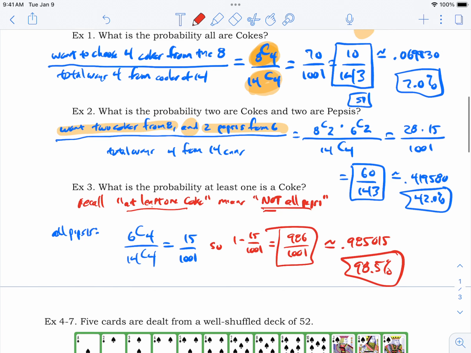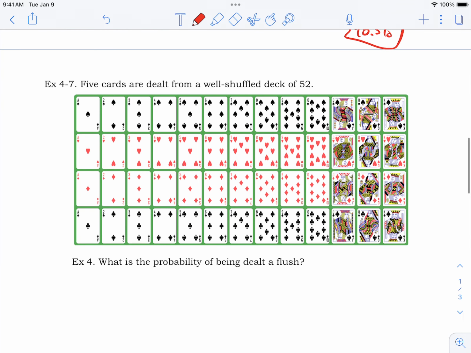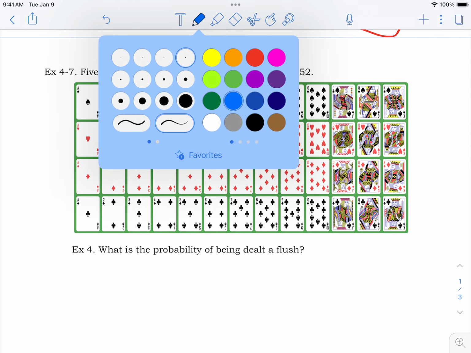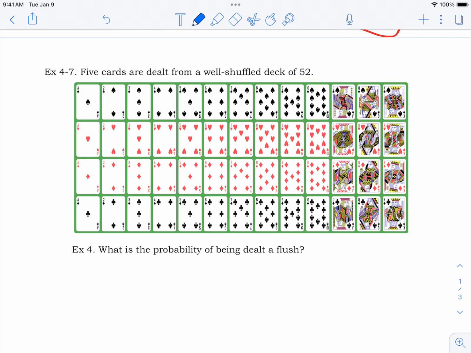Okay, so hope you're digging this. Deck of cards. This is one of the best examples of combinations. You've got these 52 cards. We've seen the deck of cards before. Okay, now let's ask ourselves, example 4: what's the probability we're going to get a flush?